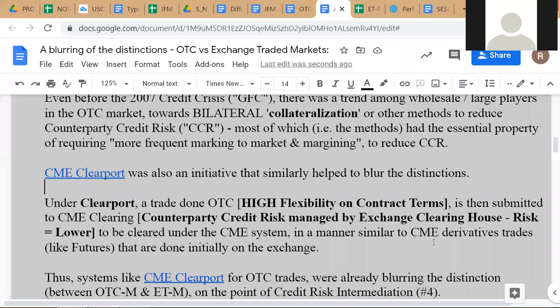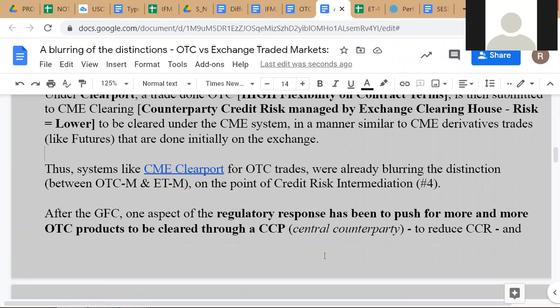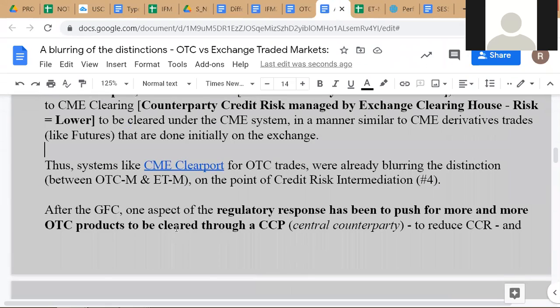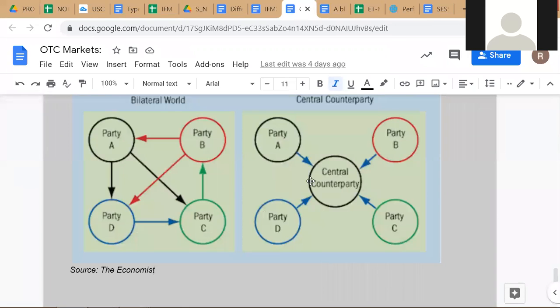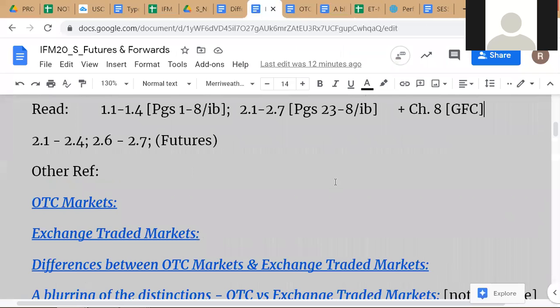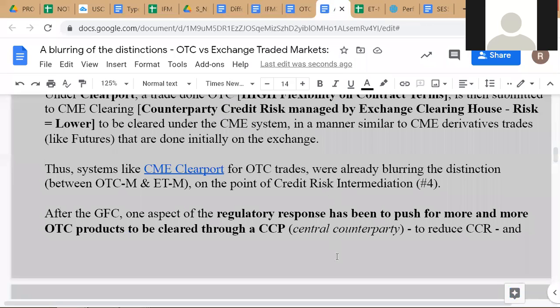So this is a business strategy phenomenon. So some of these things have happened, but after the GFC, the regulators are now forcing you to go and do this for all standardized contracts. So this is the background that I wanted to give you.